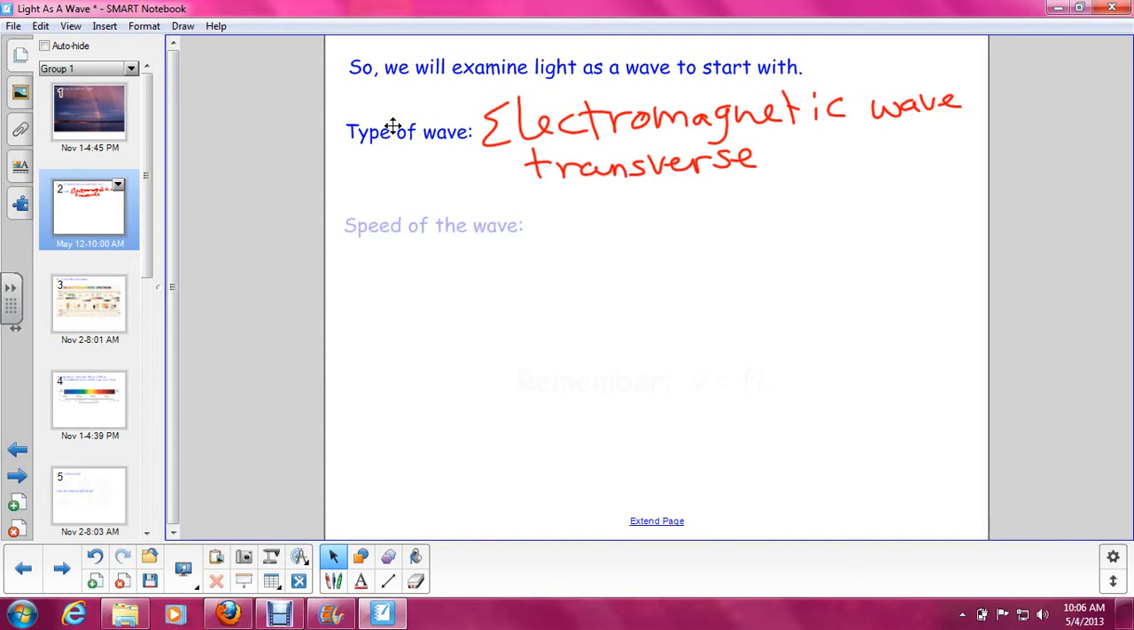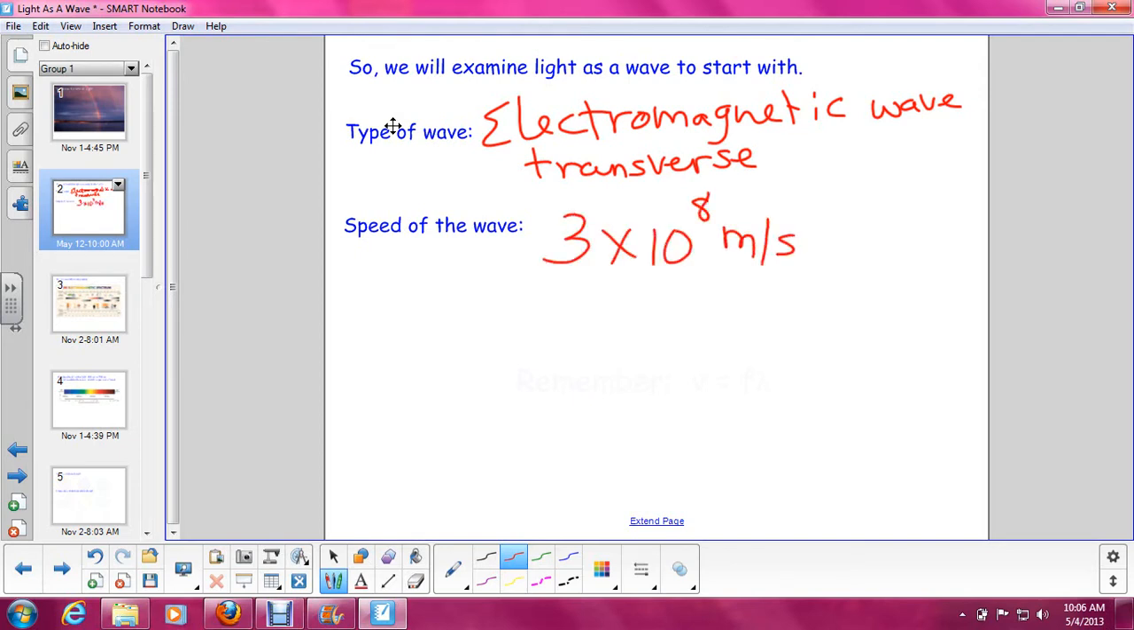And it turns out that light has a very specific speed when it is traveling through a vacuum. We call this the cosmic speed limit, and it is 3 × 10⁸ meters per second. Really, really, really fast. So in a vacuum, this electromagnetic transverse wave travels at 3 × 10⁸ meters per second, which is 300 million meters per second.